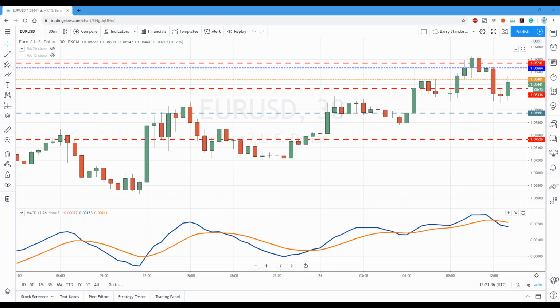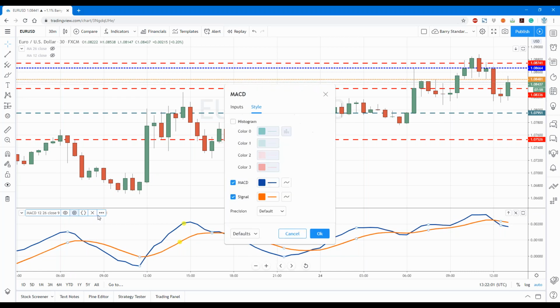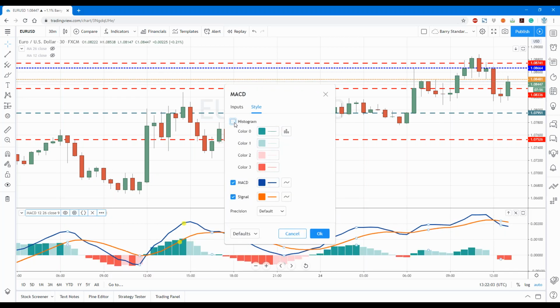Now, to take it to the next phase, Gerald Appel developed what we call the MACD histogram. The MACD histogram is a pictorial value of the difference between these two lines and how deep or how steep the difference is getting. Okay. I only trade from the histogram. Other people use the histogram and the lines. It just depends on what you are most comfortable with.